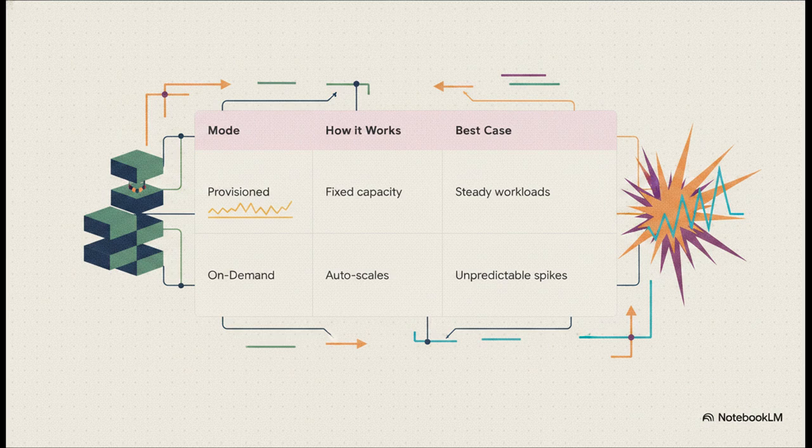If your traffic is super predictable, stick to provisioned mode. You set fixed read and write capacity units, and it's way cheaper per request. But if your app is totally unpredictable and might literally go viral overnight, choose on-demand mode. It instantly auto-scales to handle massive traffic spikes. You pay exactly for what you use, even though the per-request rate is slightly higher.